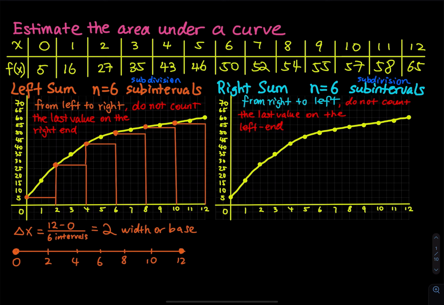Do you see that we have 6 triangles now? Do you see that? 6 triangles. So we have 1, 2, 3, 4, 5, 6. So we have 6 triangles.